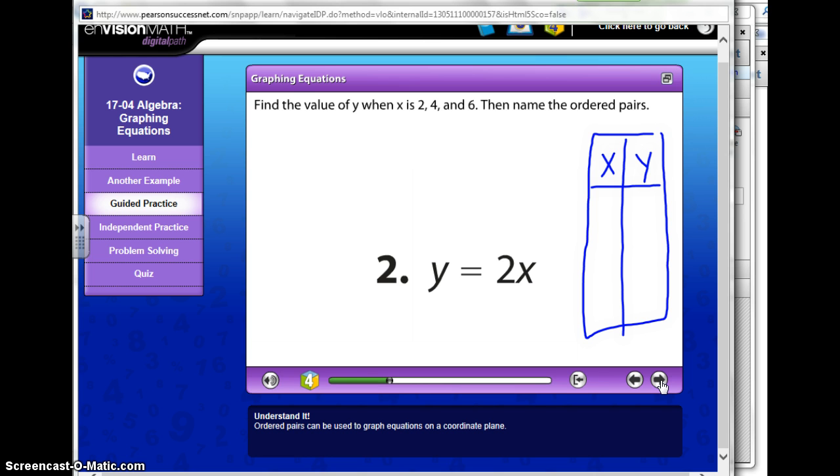Okay, so let's put in the numbers that they tell us up here. For x, we're going to use a 2, a 4, a 6. Let's use an 8 too, as long as we have extra space. Take this number and put it in place of the x, and what does the y become? Raise your hand if you want to share. Sarah?